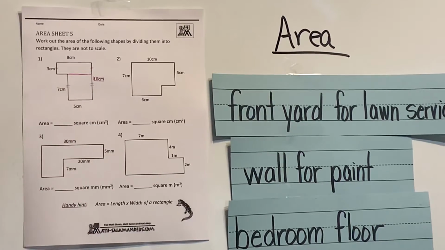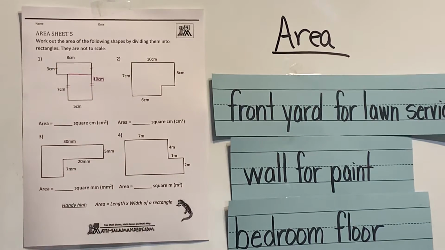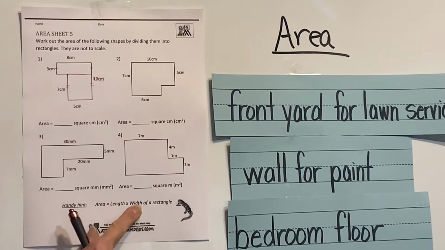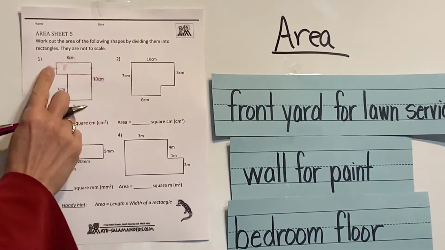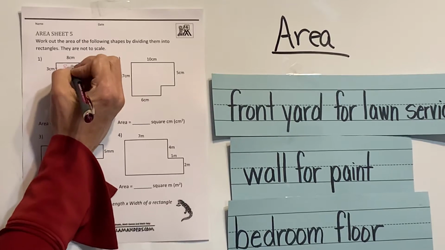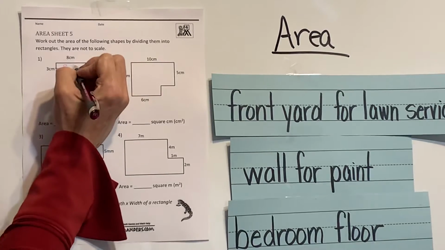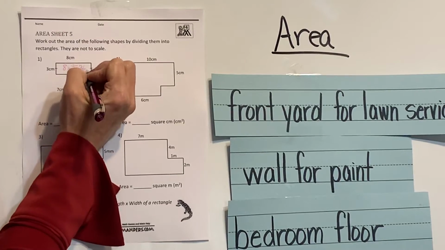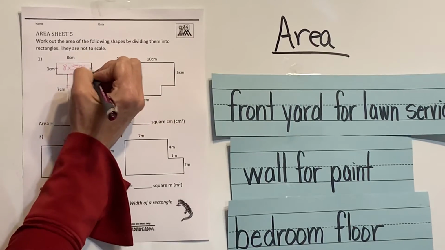So now I'm going to go up to the front rectangle, the one up here, and I'm going to figure out the area of that rectangle first. So I remember that my formula is, and I have it right down here, length times width. So my length is 8. My width is 3. So now all I have to do is multiply that in order to get the area. So I've got 24 centimeters. And remember, this is a two-dimensional shape, so it is squared.